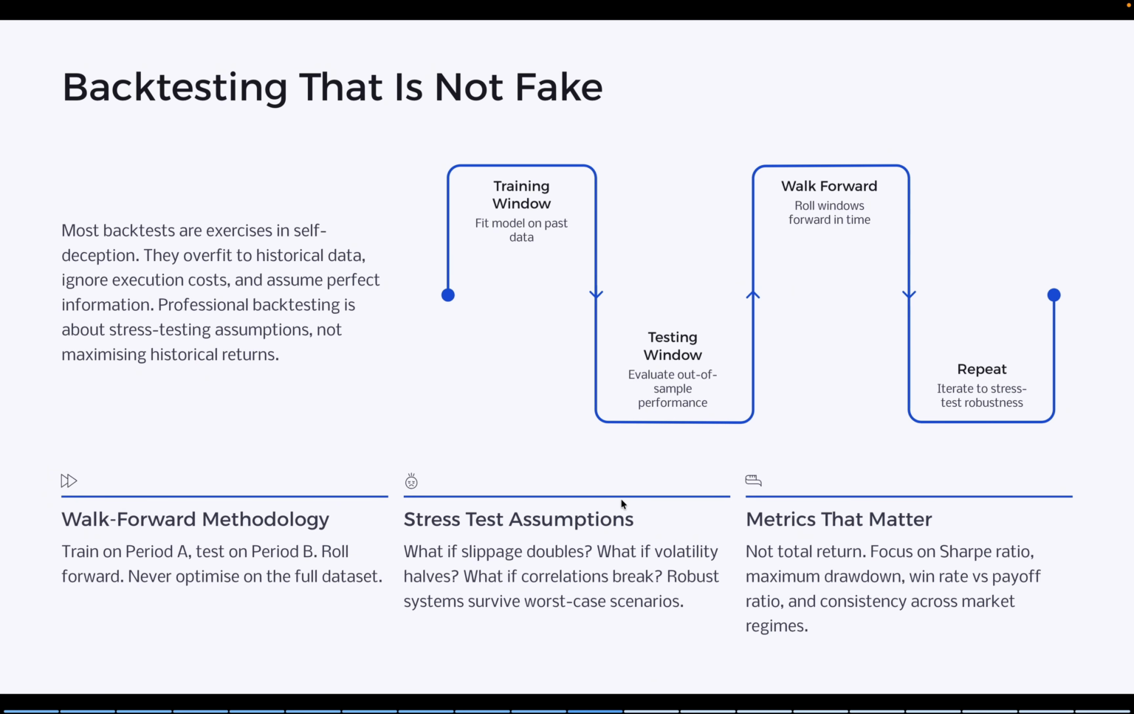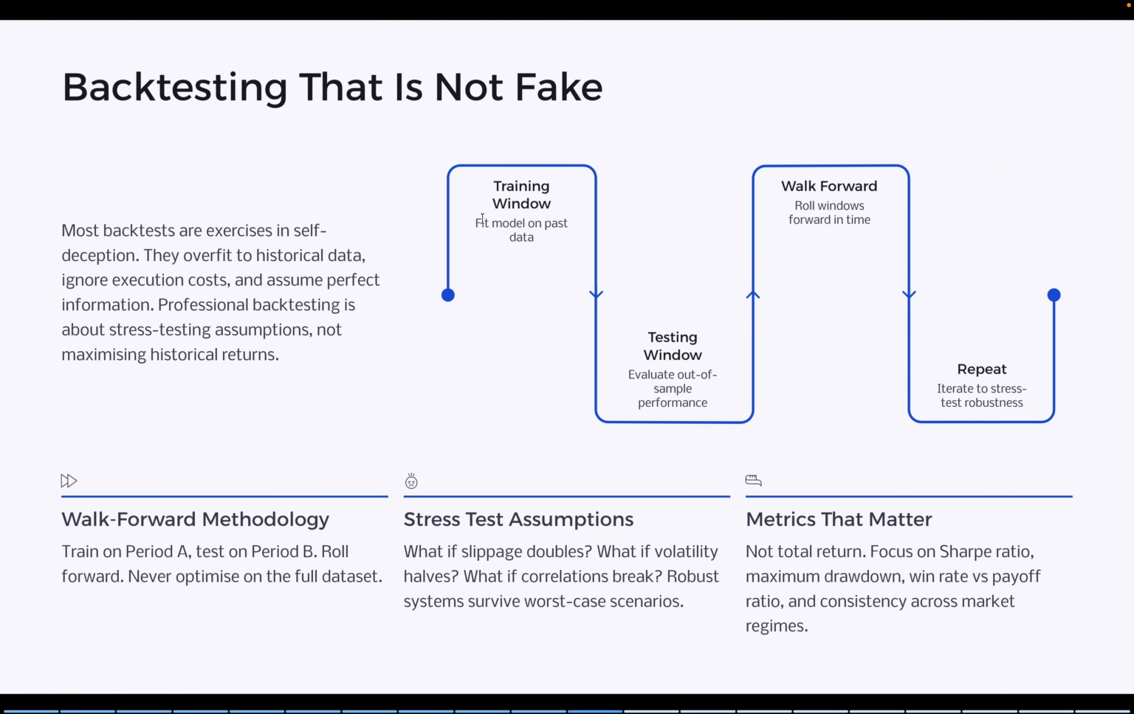Then there's stress test assumptions. What if slippage doubles? What if volatility halves, right? What if correlation breaks? So have a lot of what ifs and test them, so your assumptions can be proven. Metrics that matter. In reality, total return or ROI is not the most important thing. You have to focus on Sharpe ratio or Sortino ratio, maximum drawdown, win rate versus payoff ratio, and consistency across market regimes. That is really important. Okay.